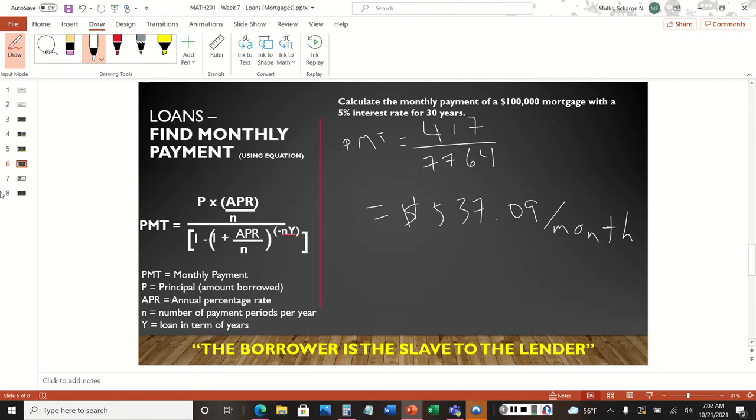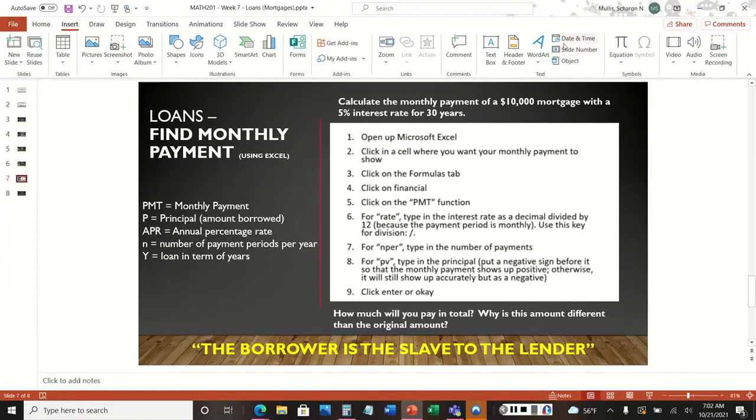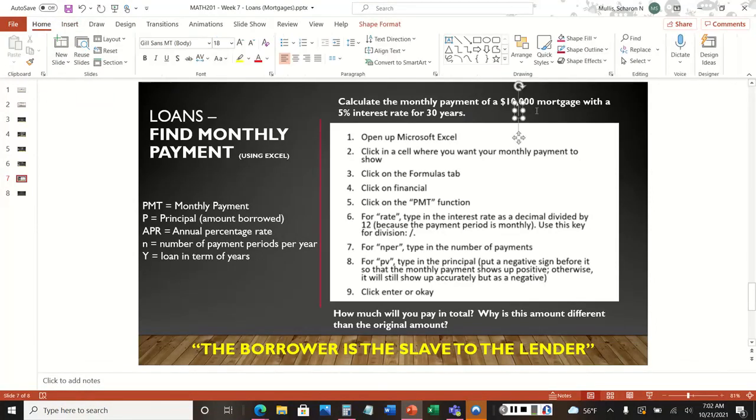All right, and let's go to the next slide. So the next example, we're going to do the same thing using the same numbers. And I'm not sure why it says 10,000. It should say 100,000. So $100,000 loan. All right, so calculate the monthly payment of a $100,000 mortgage with interest rate of 5% and 30 years. So we're going to use Microsoft Excel to calculate the mortgage.